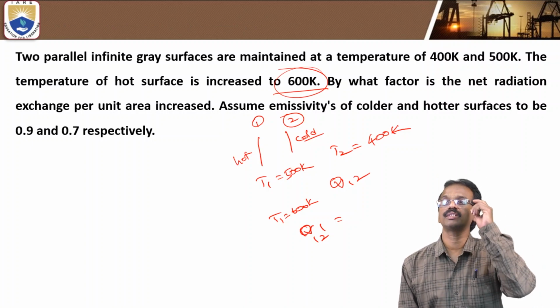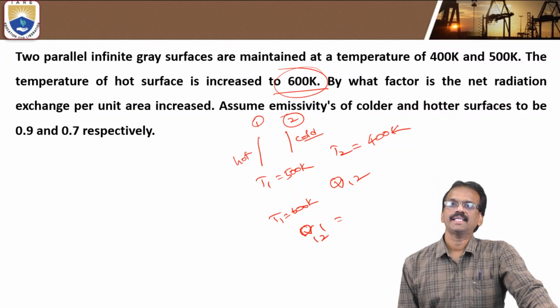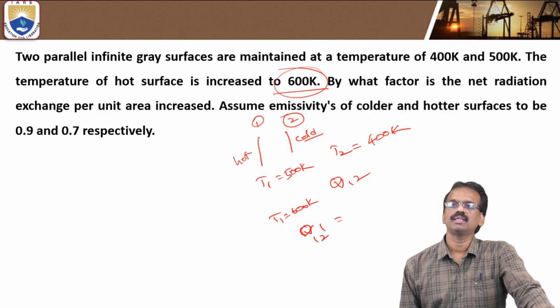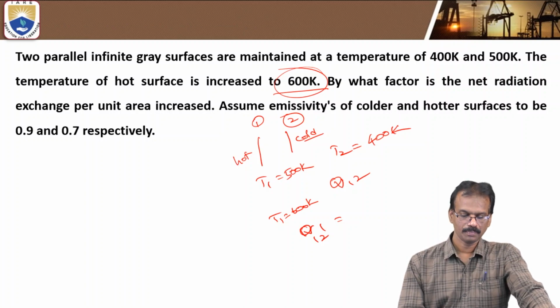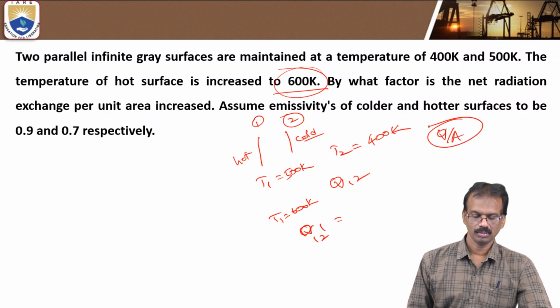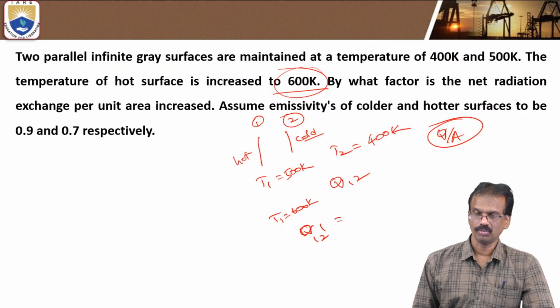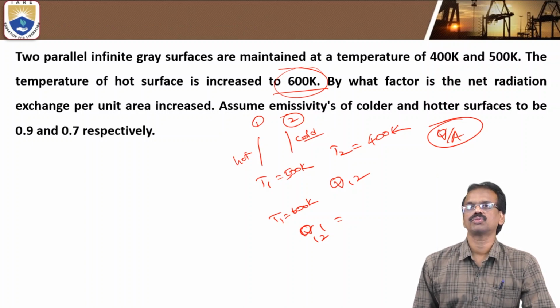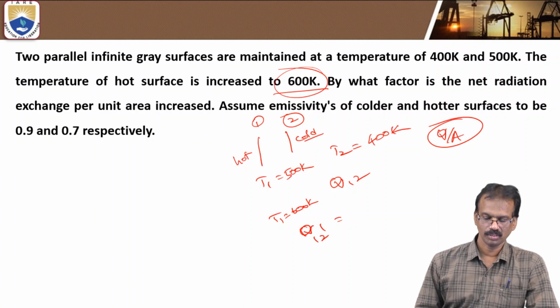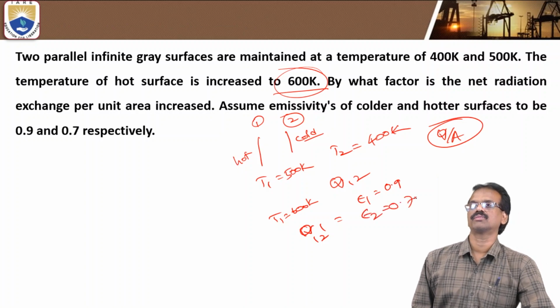By what factor is the net radiation exchange per unit area increased? So here, Q by A, how to find out? So you have to find out the heat flux. Assume the emissivities of the colder and hotter surface to be, so the emissivity value is also given. Epsilon 1 is equal to 0.9 and epsilon 2 is equal to 0.7. So these are the values. Okay.